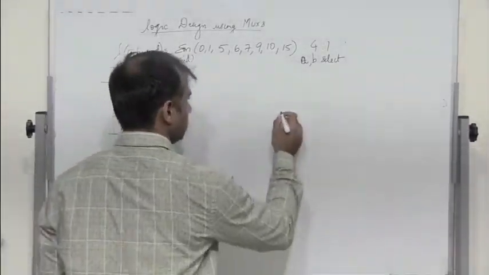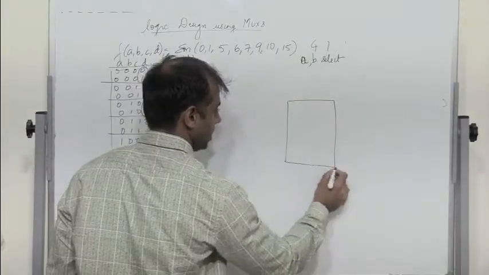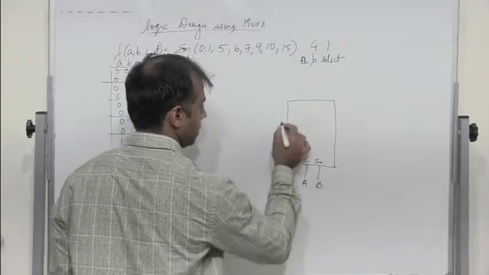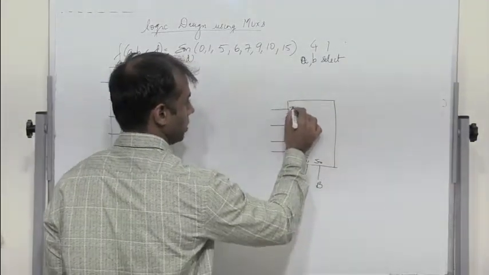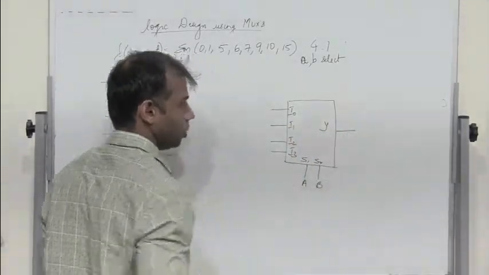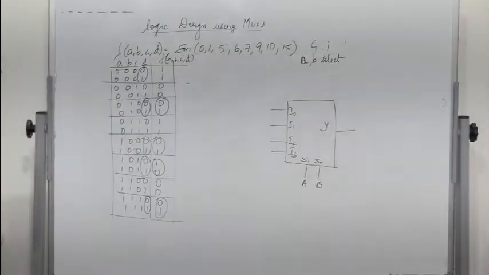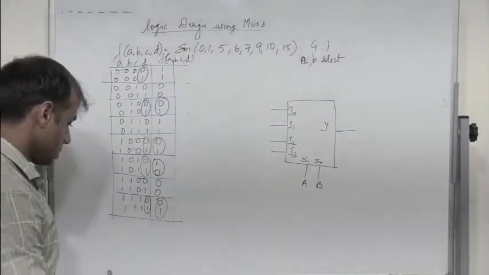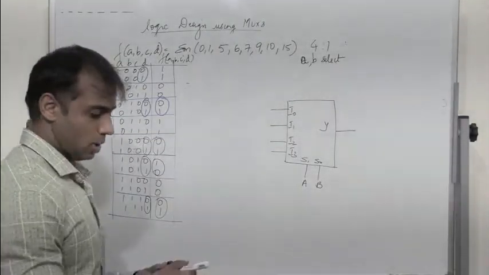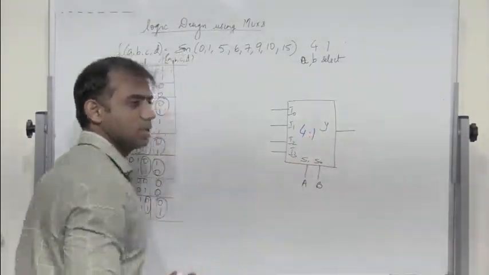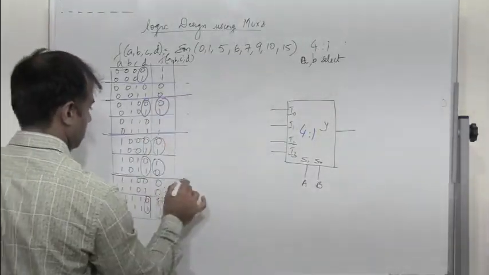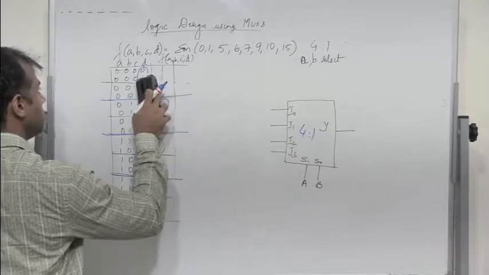So we have a 4:1 mux with two select lines S1, S0, A and B. So there are four inputs, I0, I1, I2 and I3, and we have a single output Y. So now since we need to implement this by using a 4:1 mux, let me consider four input combinations at a time.